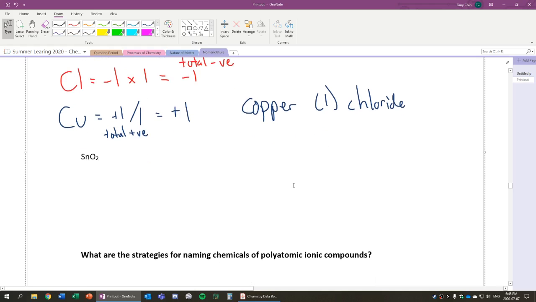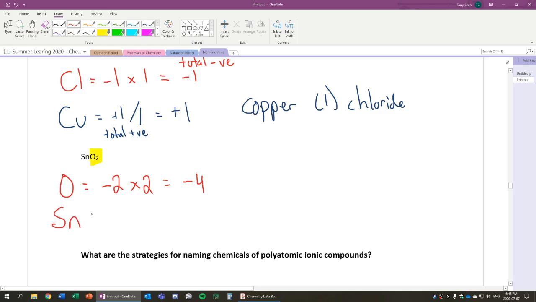Our last example is another one that has to look at this. So let's look at this example here. We look at our non-metal first, oxygen. Oxygen has a -2 charge. There's 2 oxygens, which means that in total it's -4. What's the tin's charge then? Well, there's only 1 tin. It must have a +4 charge divided by 1 for that 1 tin. So that one single tin takes on a +4 charge to balance out the oxygen. So in this case, this is tin 4 oxide.